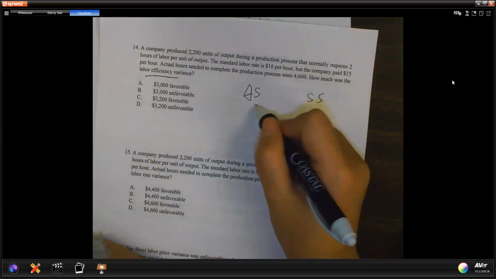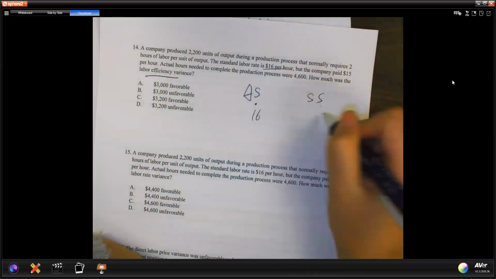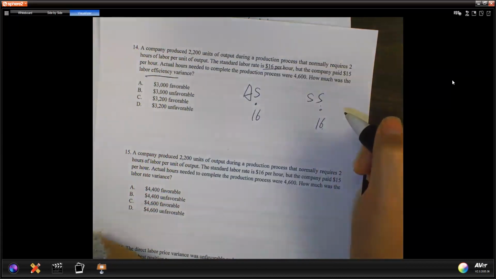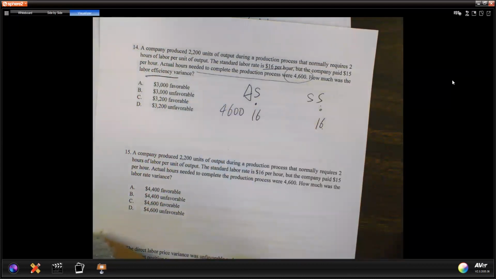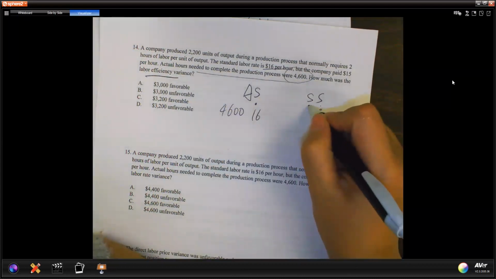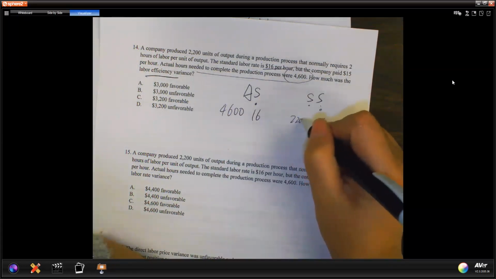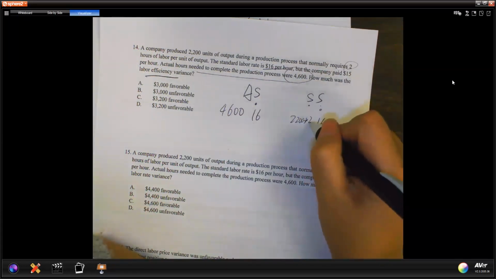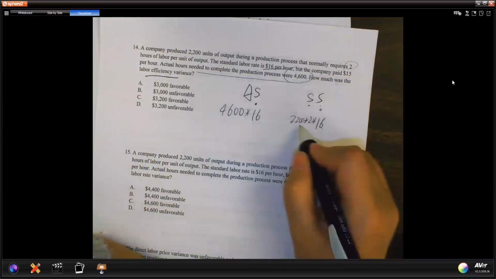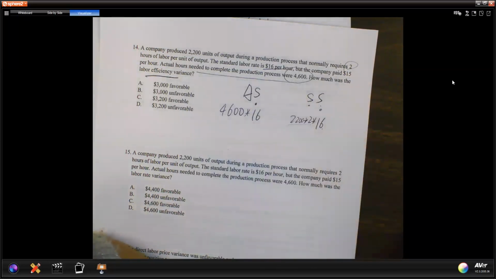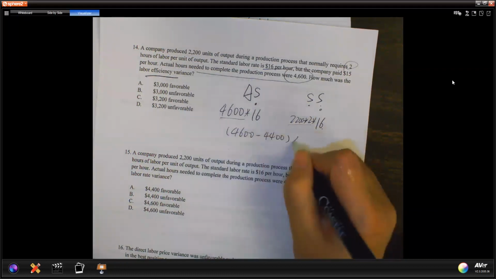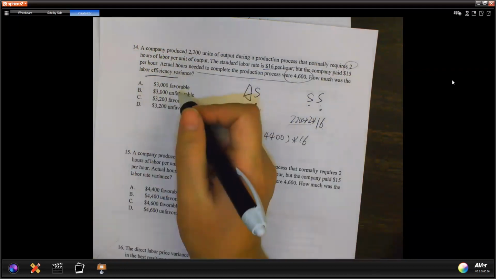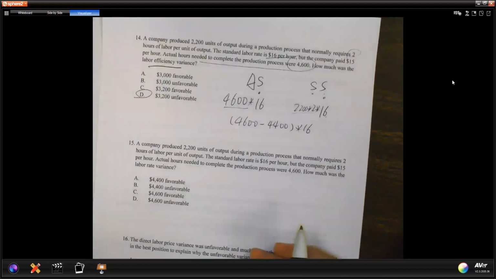So your standard price is $16, and then actual you used 4,600. Standard is you are making 200 units, and each one is 2 hours. So you thought you will just use 4,400, but you use 4,600, so it's unfavorable. 6 minus 4 times 16 will be this number unfavorable. Did you get that one?